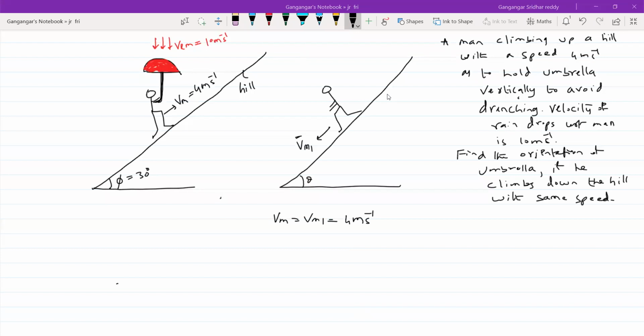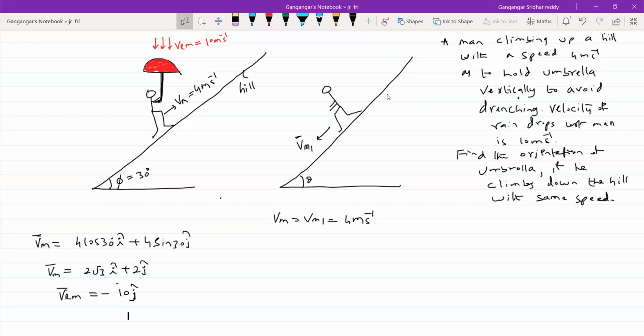Okay, now we have to proceed here. From the first diagram, we should get the actual velocity of rain. How to get the actual velocity of rain? First, we'll define the velocities here. Vm bar equal to 4 cos 30 i cap plus 4 sin 30 j cap. So this will be 2 root 3 i cap plus 2 j cap. This is the velocity of man with respect to ground. We have information VRM bar, which is minus 10 j cap.